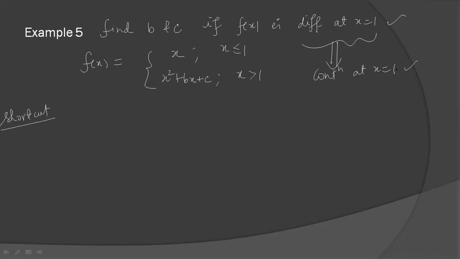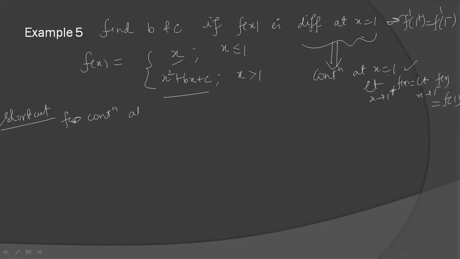You have two methods. You first check continuity at x equal to 1, put the continuity condition at x equal to 1, then use the differentiability condition at x equal to 1. Differentiability means the left and right derivatives are both equal. Continuity means the left hand limit and the right hand limit are both equal to the value of the function at x equal to 1. You can find b and c this way, but we have a shortcut method because both are polynomials, so we can use them directly for continuity.